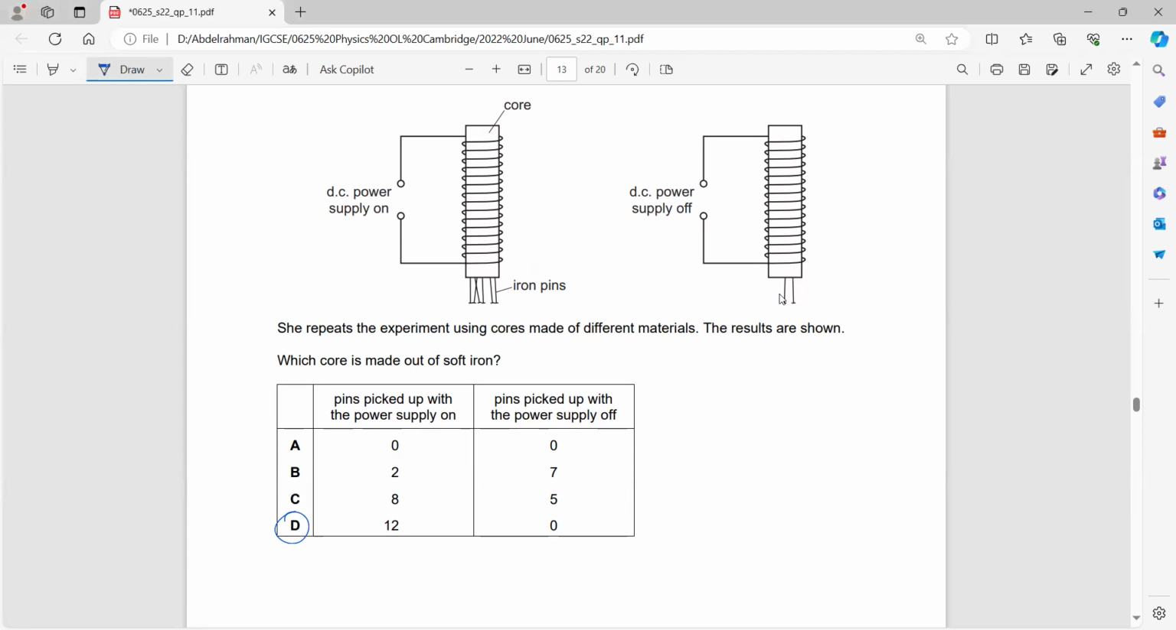Because when the DC power supply is on, the soft iron will become a magnet and it will attract the iron pins. When it is switched off, what happens to the magnetic field? It's off. No magnetic field is induced in the iron bar. It will lose its magnetism. That's the whole point of a temporary magnet. It becomes zero. It will not attract any iron pins towards it. That's it.